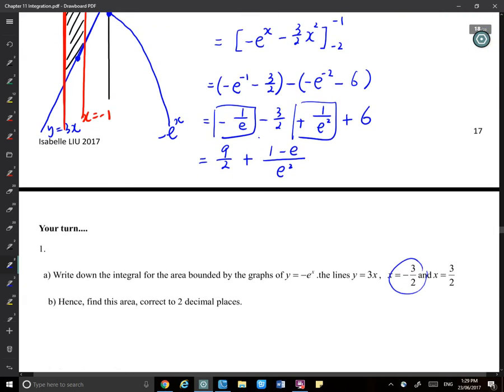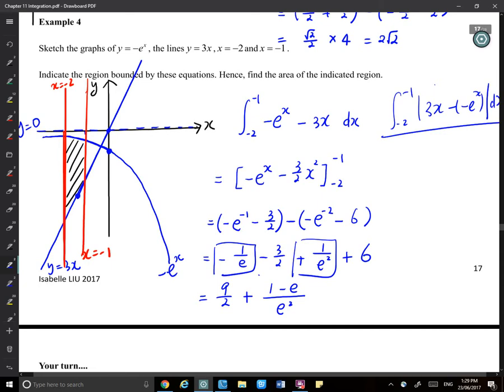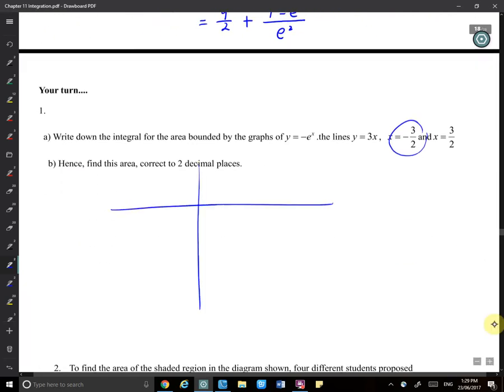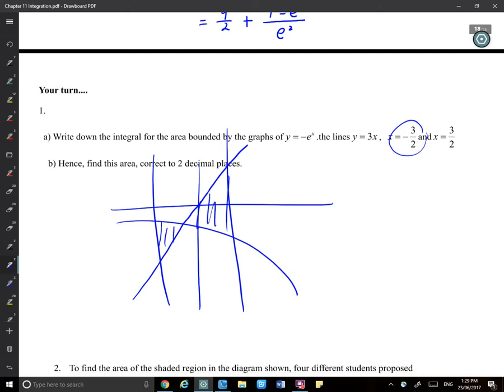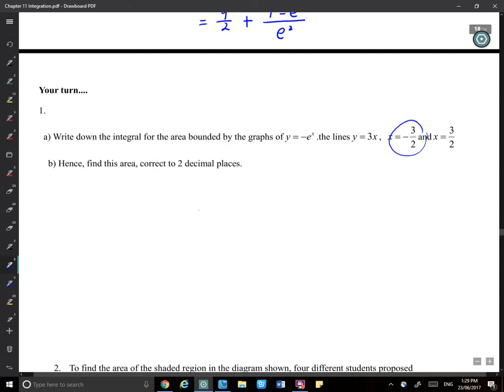If you have the lines negative 1.5 to 1.5, the area will be, well, just roughly sketch the graph like this. And if you do this, you have this region and this region. So you need to treat them separately and find the intersection by using CAS. But this question will be a CAS question. Why is this a CAS question? It says correct to 2 decimal places. It must be a CAS question.